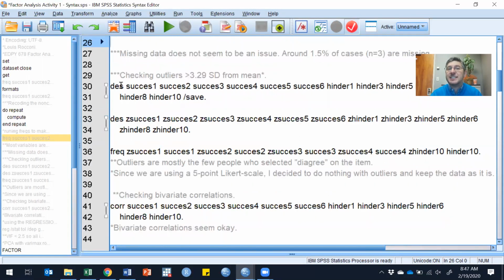Here's some syntax here if you wanted to check for outliers. Here again, I'm not too worried about it since the data are on a 5-point scale. Here I'm using, anybody's an outlier who's more than 3.29 standard deviations from the mean. I think that was Tabachnick and Fidell's recommendation.